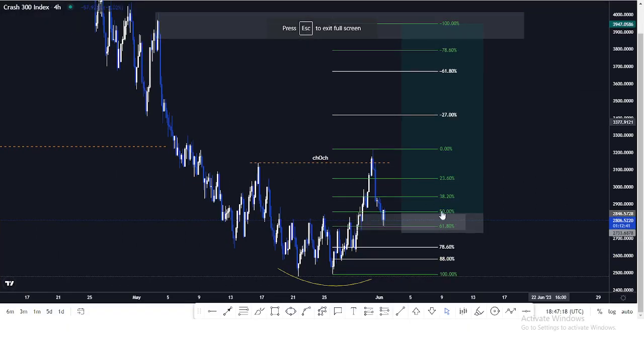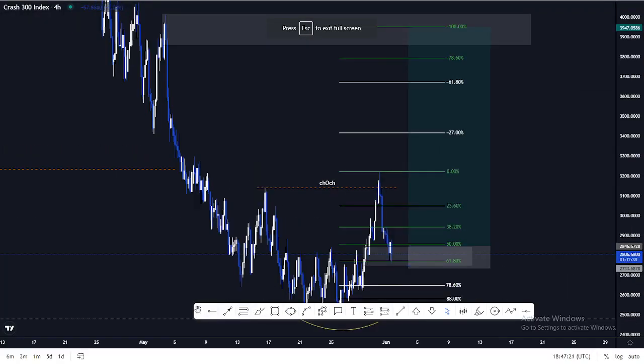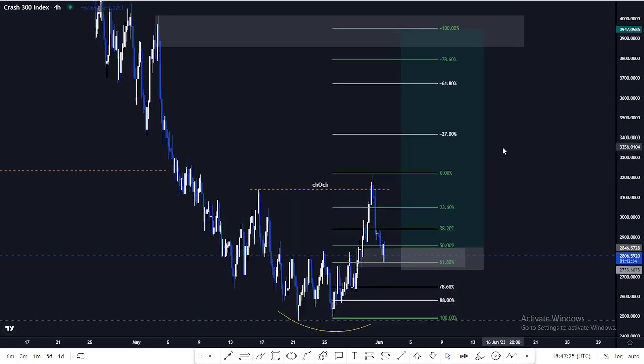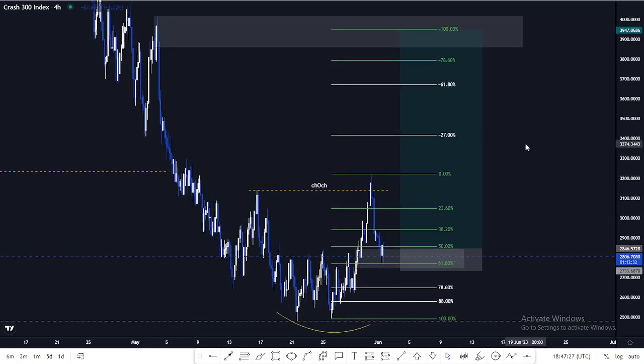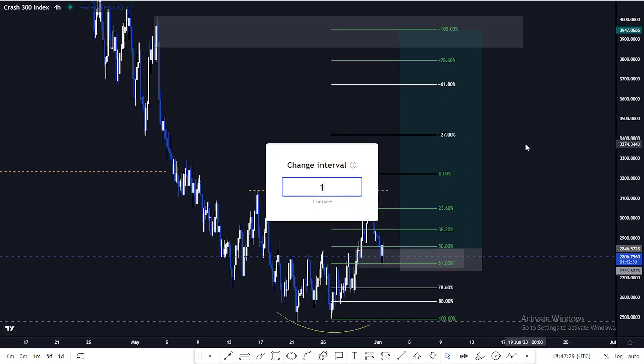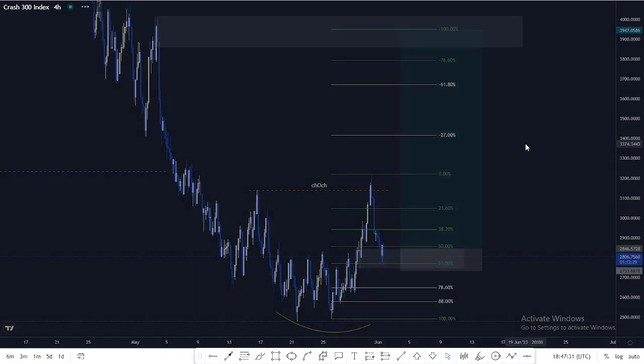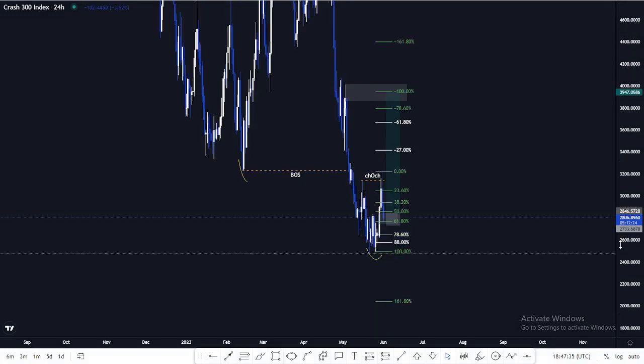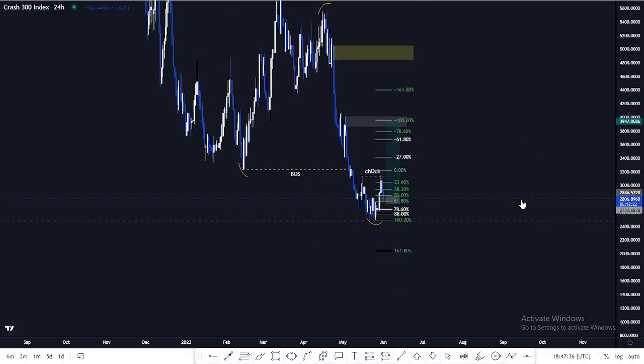Remember the codes, that algorithm and the codes that govern the crash and boom indices. If you remember, in our last video we spoke about Crash 300 and Boom 300, and we showed you that on Crash 300 we are simply waiting for the change of character, and the pullback into the demand before we buy.